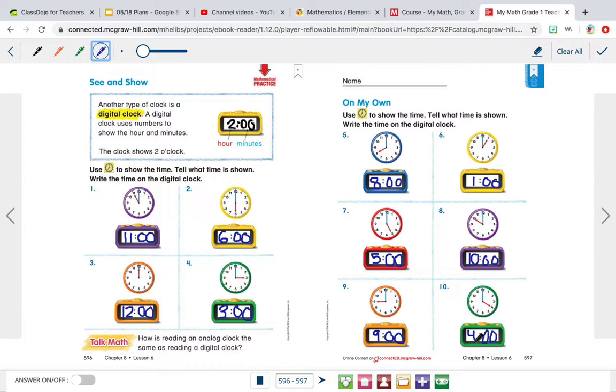You see how easy that is, my friends? So telling time is not as hard as it seems. It's going to get a little different once we learn how to tell the minutes, but don't worry, it's going to be just as fun, okay?